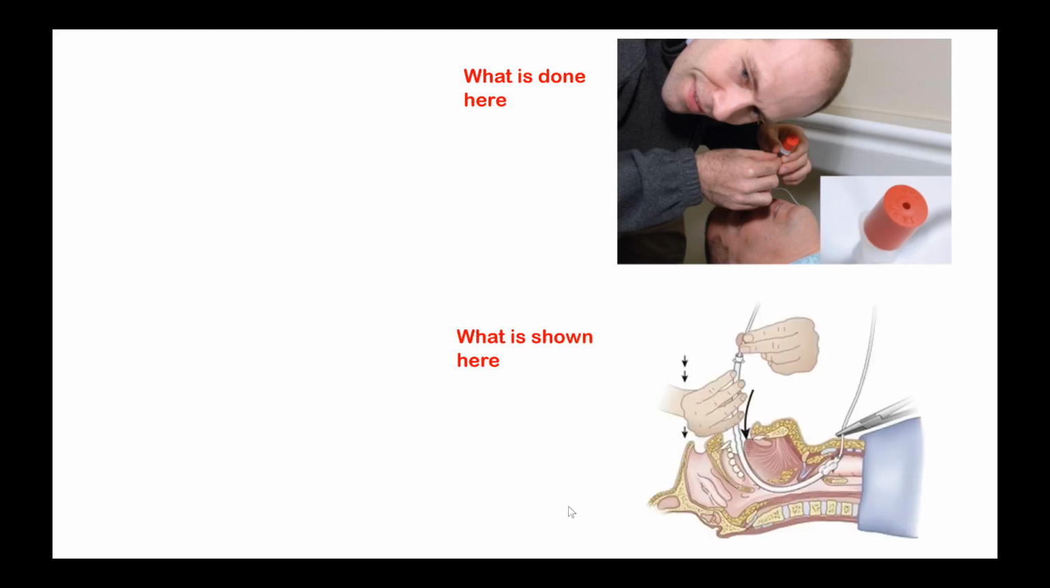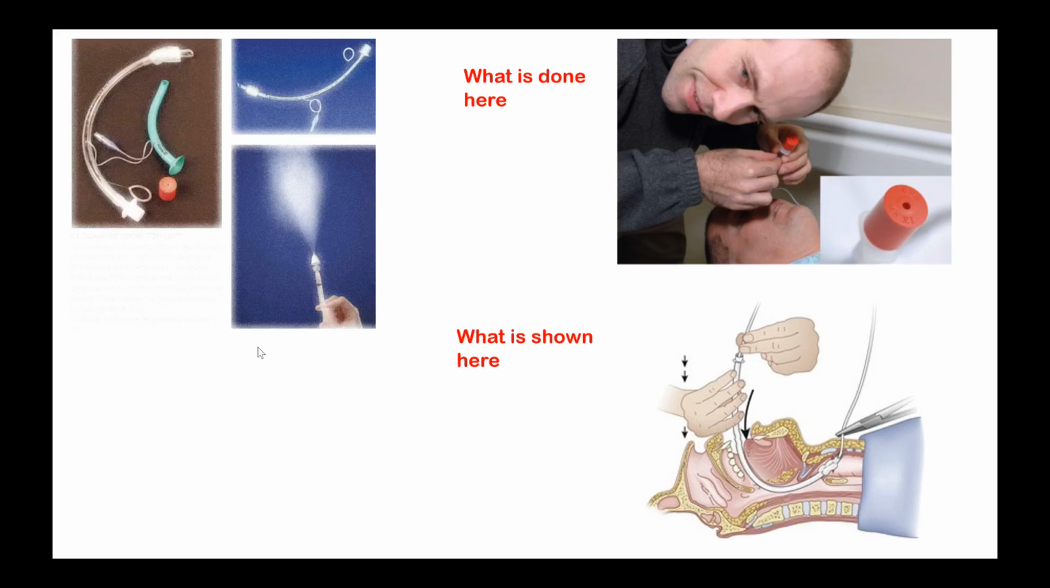What is shown here? Retrograde intubation. Very good. So, a guide wire is passed through the cricothyroid membrane, pulled out through the oral route, and it is being threaded here. So, this is the retrograde intubation. What are all the structures you see here?